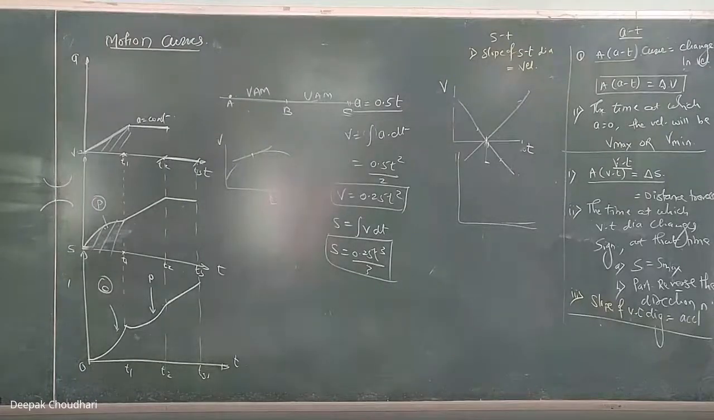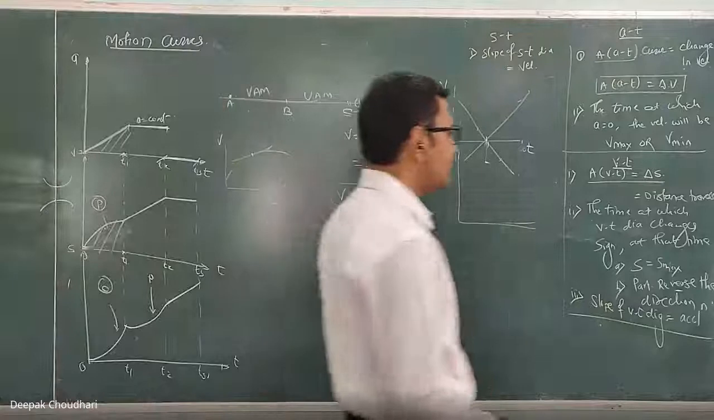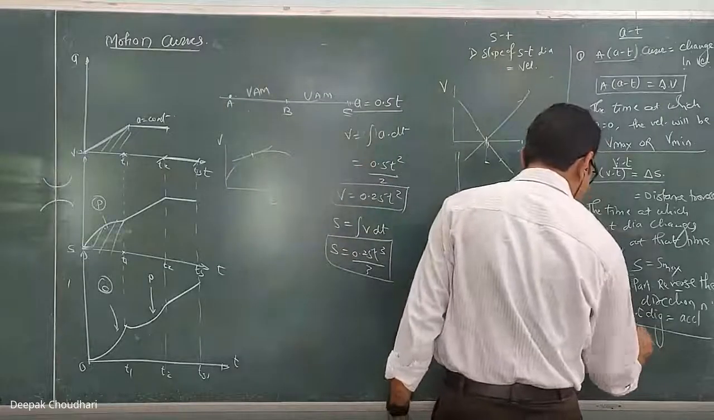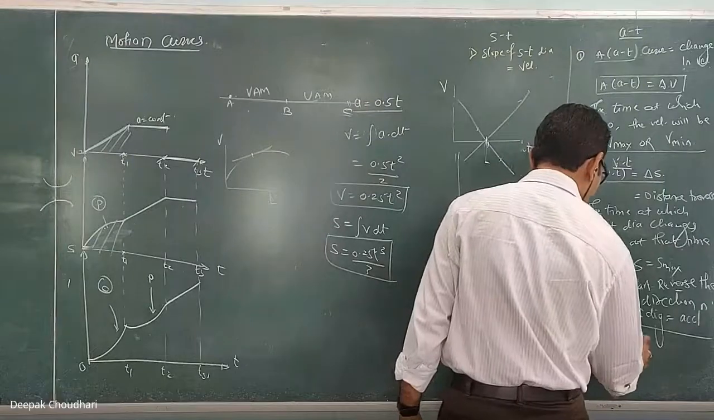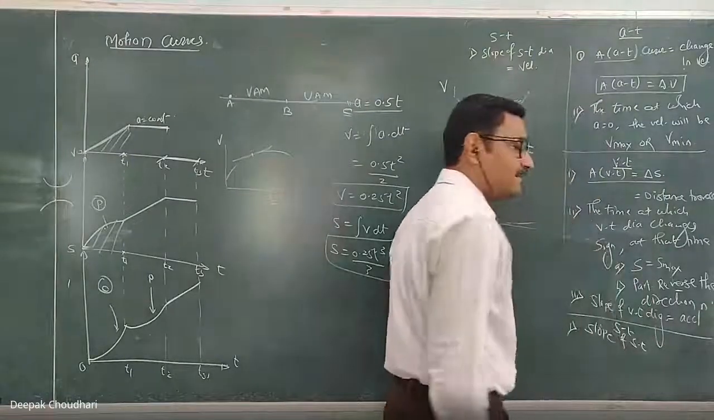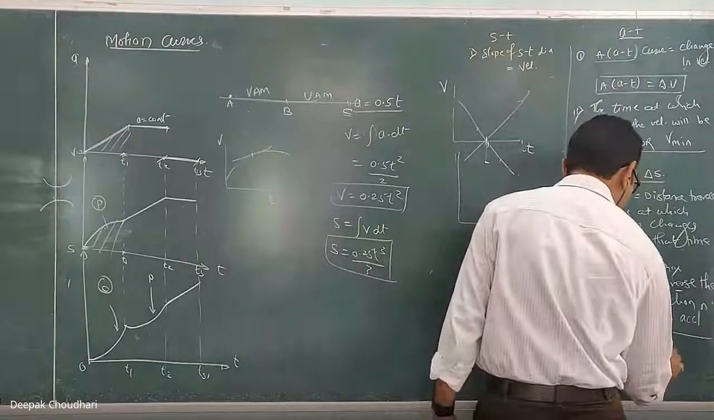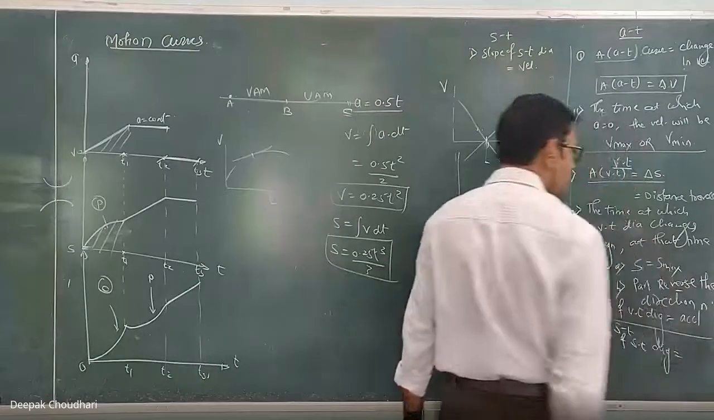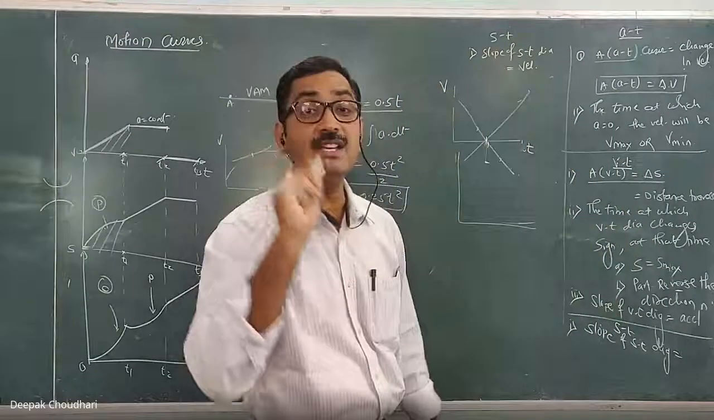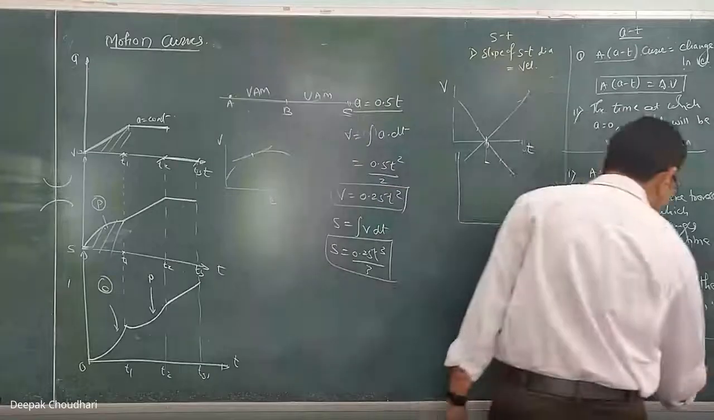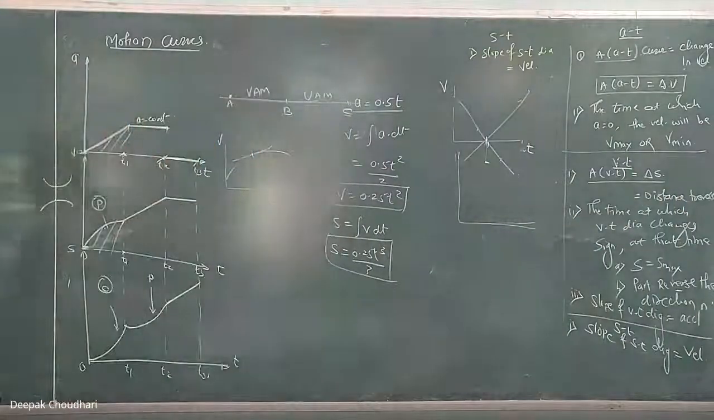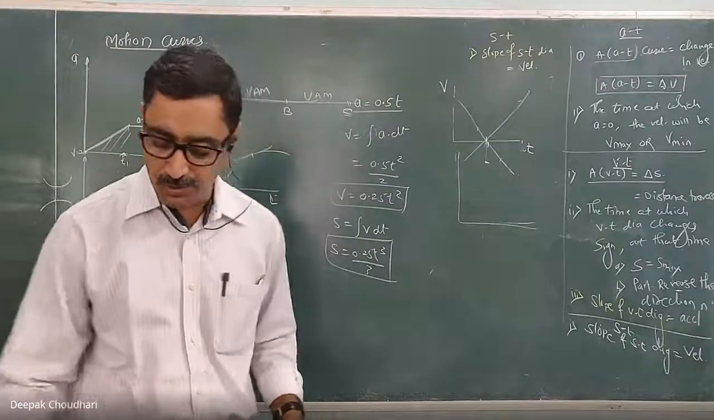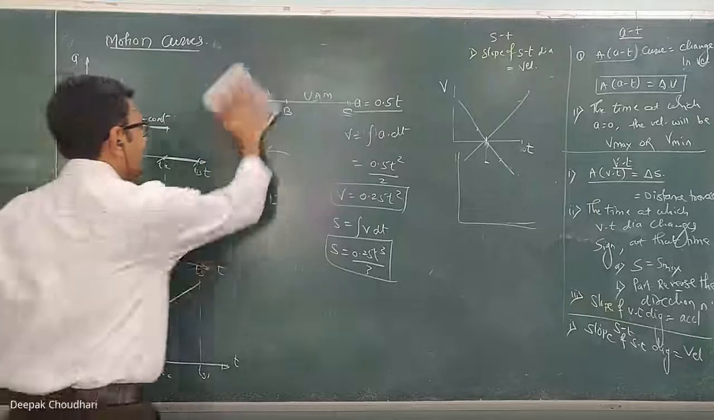So the slope of the VT diagram represents the acceleration, and for the ST diagram, the property is the slope of the ST diagram. If it is a displacement versus time diagram and I calculate the slope of that diagram, it becomes ds by dt. So ds by dt represents the velocity. So these are the properties. You have to read all the properties carefully. All the theory notes are given to you, you just have to read them carefully.